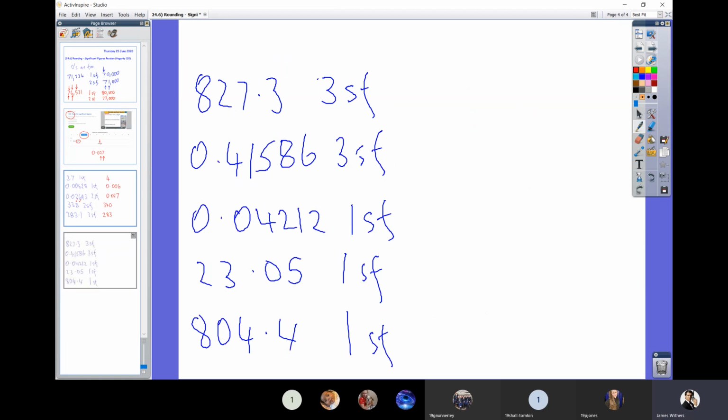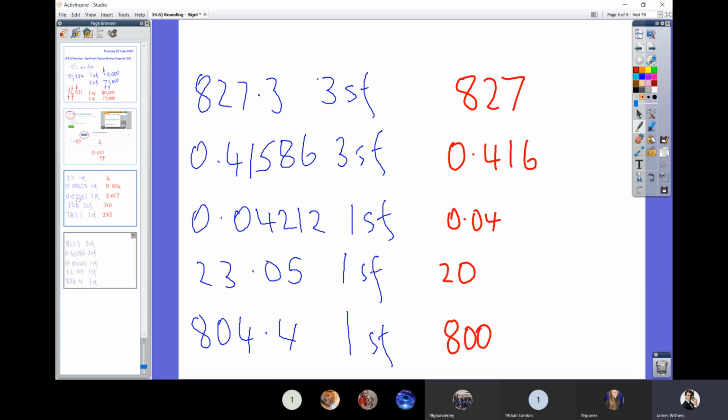Okay, and then just a few more. What would these be to 3 significant figures? So 827. What do you think? 0.416. Do make sure you put in the 0 point to start off with. One significant figure. What do you think? 0.04. One significant figure. Well, that's just 20. Okay, 23.05, when you're just allowed one number that is not a 0, is 20. And 804.4, only one non-zero figure allowed. That's going to be 800. So I hope that's enough revision for you.